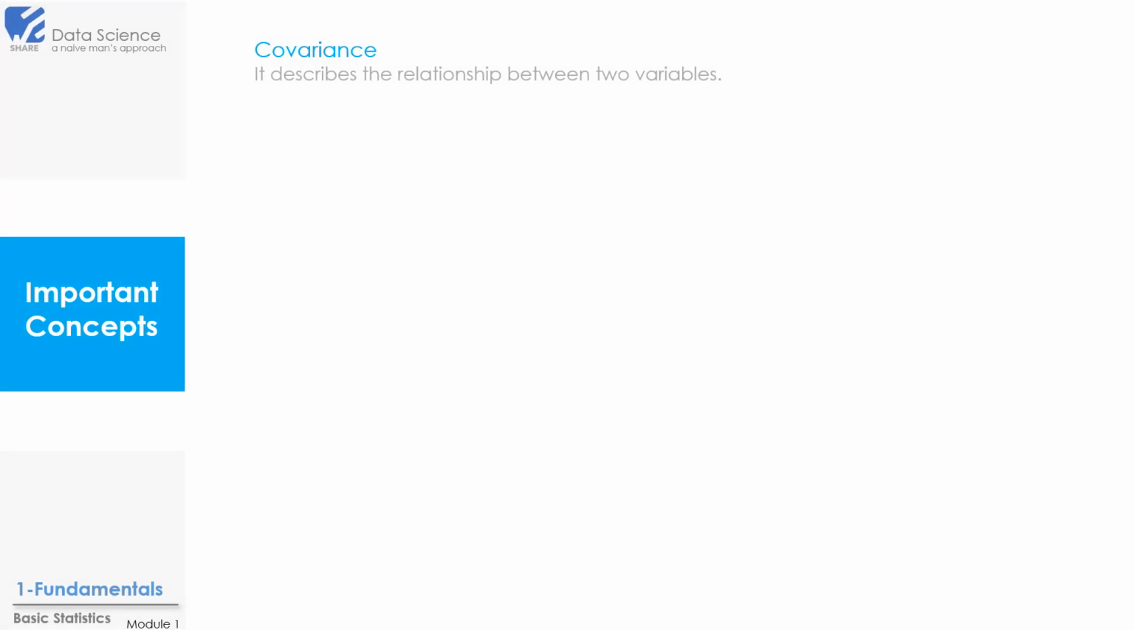Covariance is often denoted by COV and it describes the relationship between two variables. Let's say we have two variables x and y. So covariance of x and y is negative if one variable increases and the other one decreases. And it will be positive if both decrease or both increase together. The value of covariance could be anywhere between minus infinity to plus infinity.